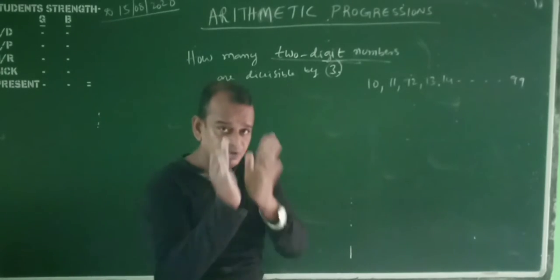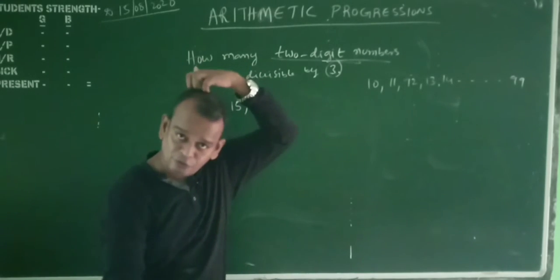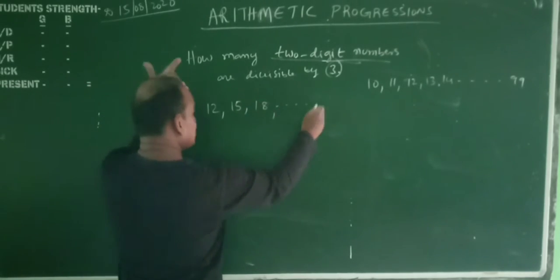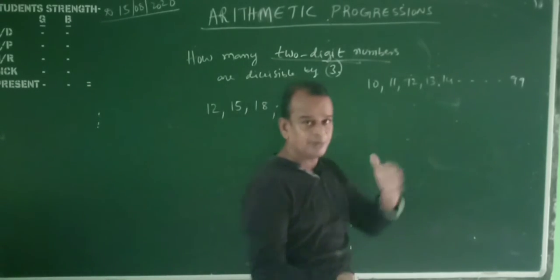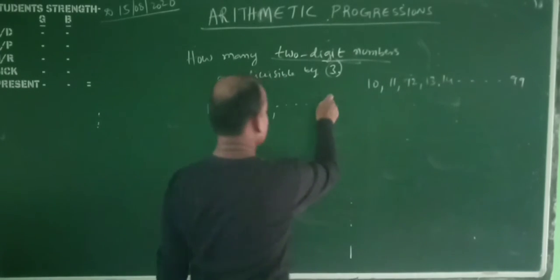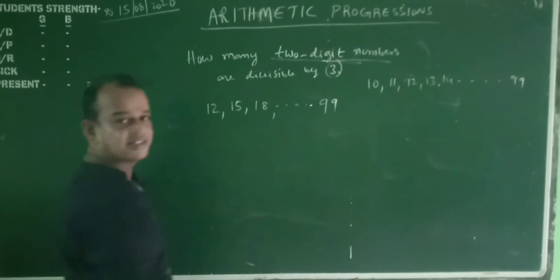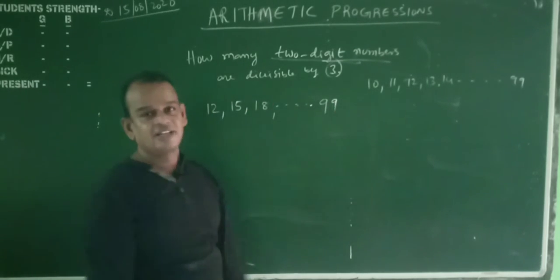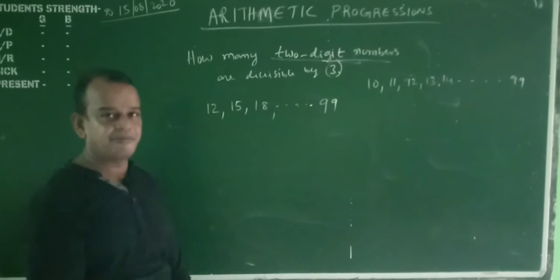Divisible by 4 means first we will find the first number. After that we add the 4. Okay, 12, 15, after that 18. Last, 100 is actually a 3-digit number. 99. Is 99 divisible by 3? Yes. This is a series. We will find the series in this way. Sequence, a definite order. Divisible by 3.